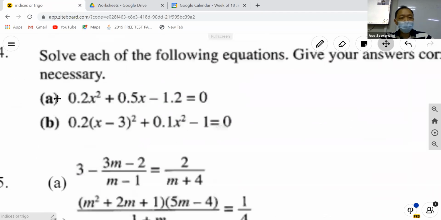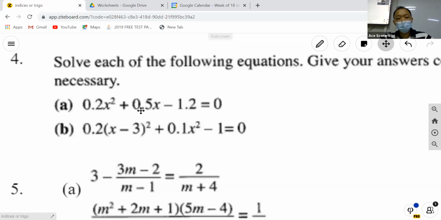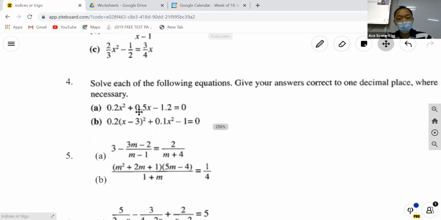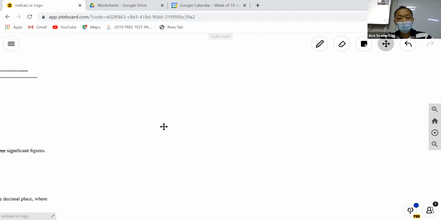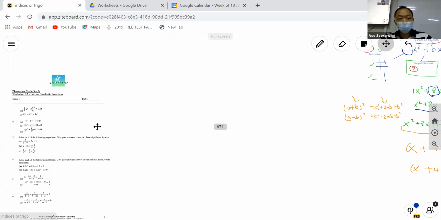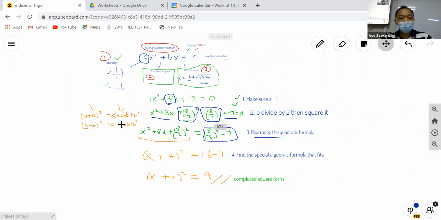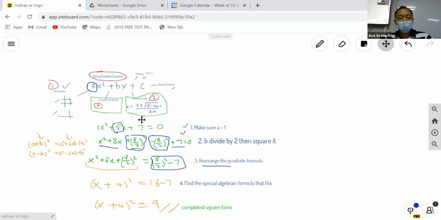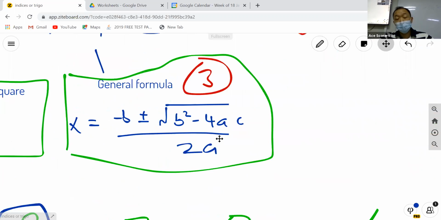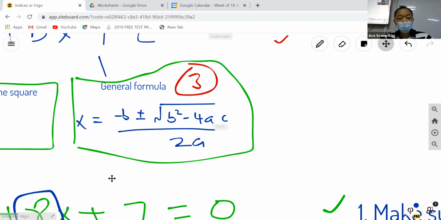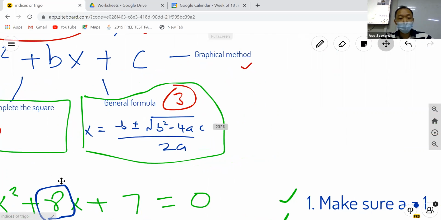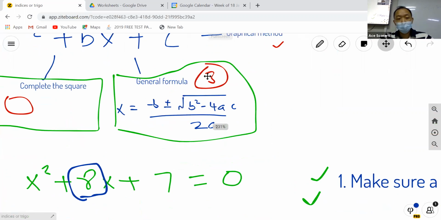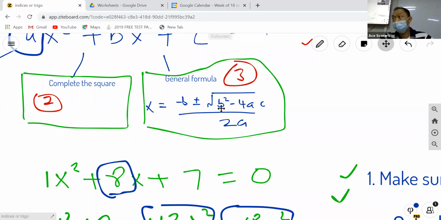Now for these two, question 4a and b, I'm just going to use the general formula. So I'm going to teach you what the general formula is. Back to our general formula. This is the general formula: x equals minus b plus minus square root of b squared minus 4ac, all over 2a. You have to memorize this general formula. So how do we use it? You just put the corresponding a, b, c into the respective letter positions.